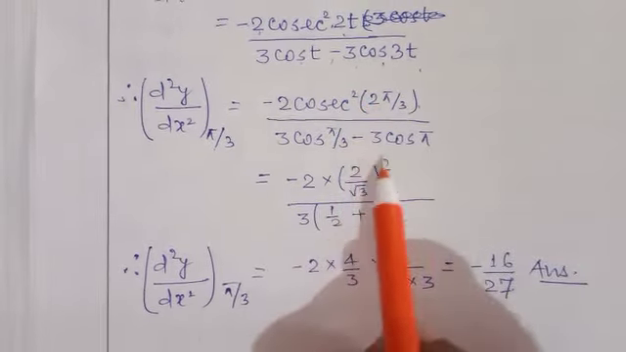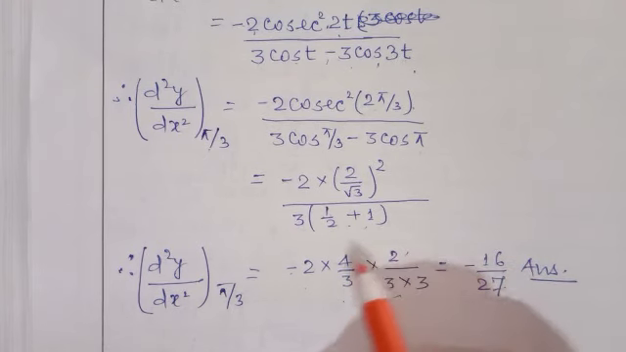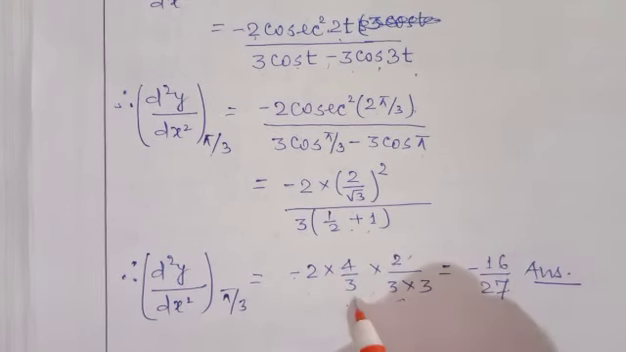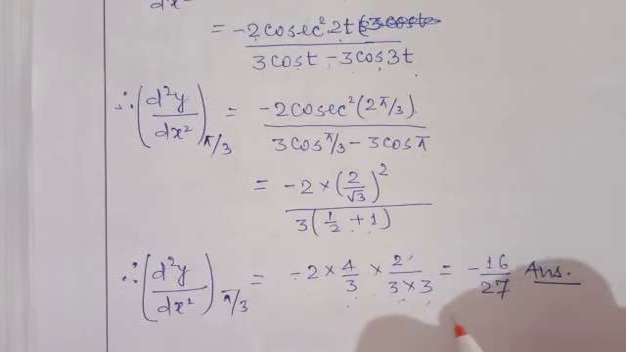Simplify it. So minus 2, that should be 4 by 3 after squaring, and this becomes 3 by 2. So 2 comes to the numerator, 3 into 3. Simplify, you will get 2 into 4 into 2, that is 16, minus 16, 3 into 3 into 3, that is 27. So minus 16 upon 27 is your result.